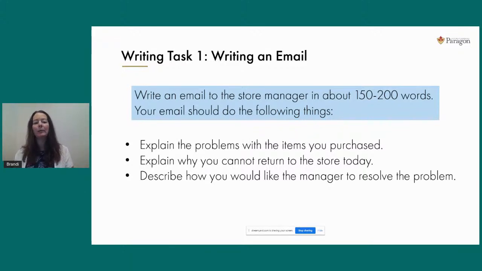Secondly, they had to explain why they simply couldn't return to the store today. Remember, in the test question, we live so far away, an hour away from the store, that it's not possible. So we need to address that at some point in the email. And finally, we have to describe how we would like the manager to resolve the problem. So most of us would probably want a refund, but the test taker themselves would have to come up with some sort of a logical solution and write about it in the email.